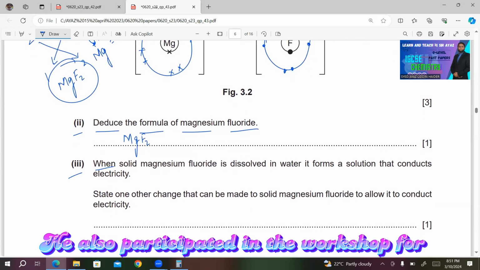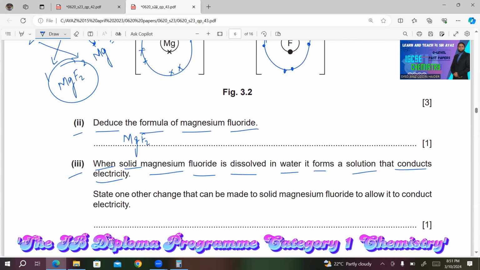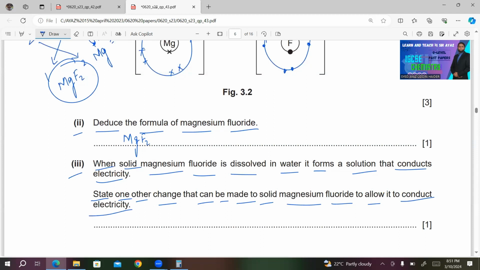Number 2, when solid magnesium fluoride is dissolved in water, it forms a solution that conducts electricity. State one other change that can be made to solid magnesium fluoride to allow it to conduct electricity. It must be in the molten state. So you have to heat it or melt it, or put it in the molten state.